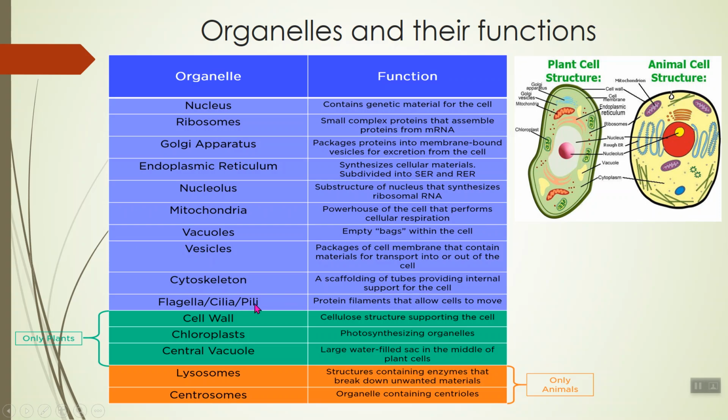Flagella, cilia, and pili are protein threads and filaments. They help the cell to move. The ones shaded green are only for plants, which are cell wall, chloroplast, and central vacuole. And these two are only for animals, which are lysosomes and centrosome. Lysosomes contain enzymes that help to break down unwanted materials. And the centrosome contains centrioles. It helps in cell division.